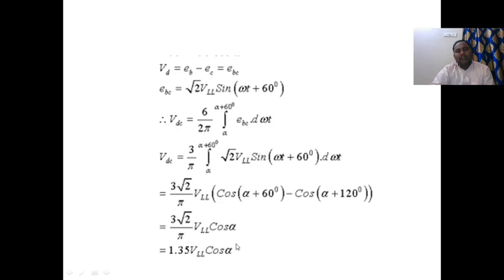The alpha varies from 0 to 180 degrees in a converter station. When alpha is less than 90, it is a rectifier. Alpha greater than 90, it is an inverter. Alpha equal to 90, it will neither act as a rectifier nor as an inverter.